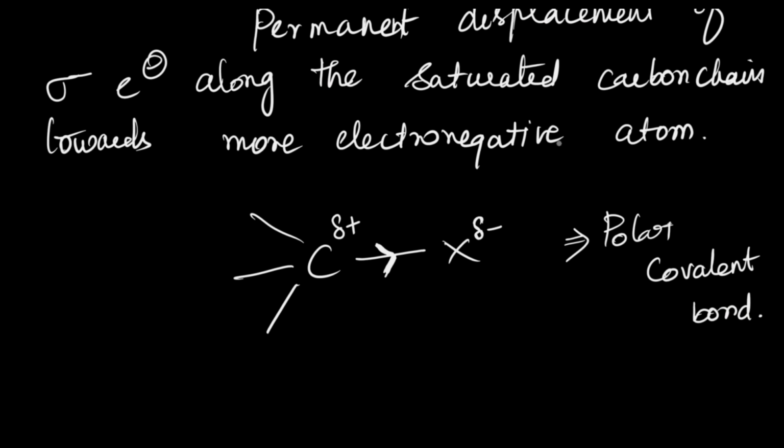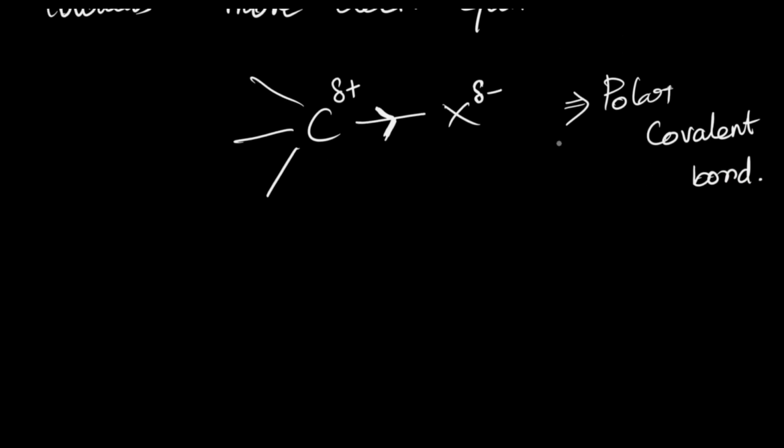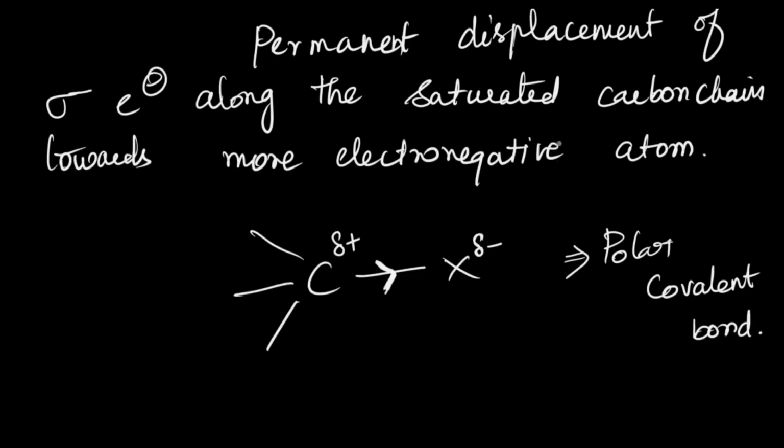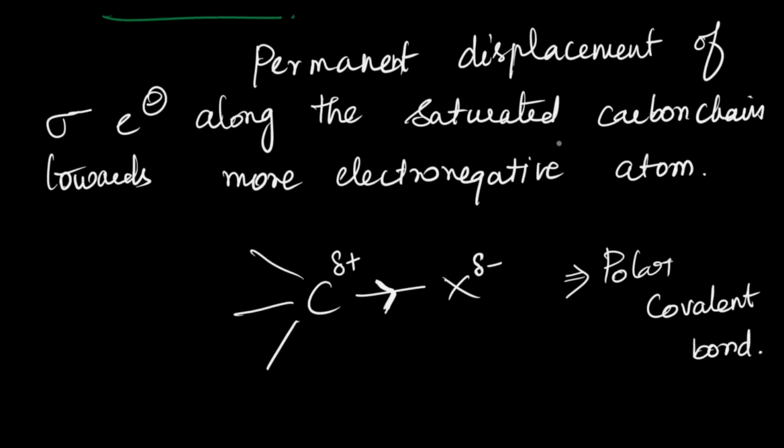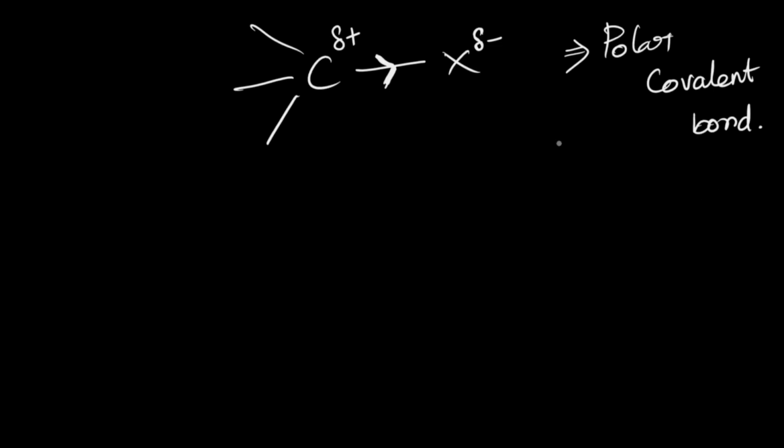What is polarity? Difference in charges, is it? So which will lead to a polar covalent bond. Due to the more electronegativity of an atom, it is just pulling those electrons. Due to that, the slight positive and negative charges are created on the respective atoms. That is called inductive effect. Okay, so this has two types: positive inductive effect and negative inductive effect.